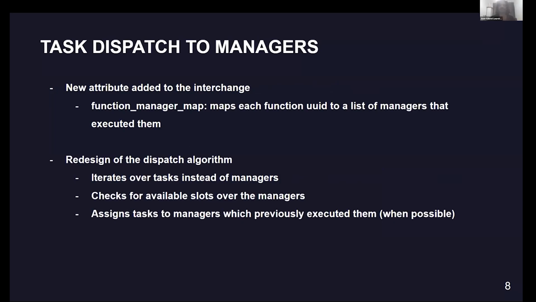And then we also changed how the interchange sends these tasks to the managers, with a similar mapping from function UID to a list of managers which controlled these workers. And finally, we redesigned the dispatch algorithm. So we're now iterating over tasks instead of managers, checking for available slots. And then we use the mapping to try to assign tasks to the managers that already executed that function in the past. And if that's not possible, then we just use any available manager.